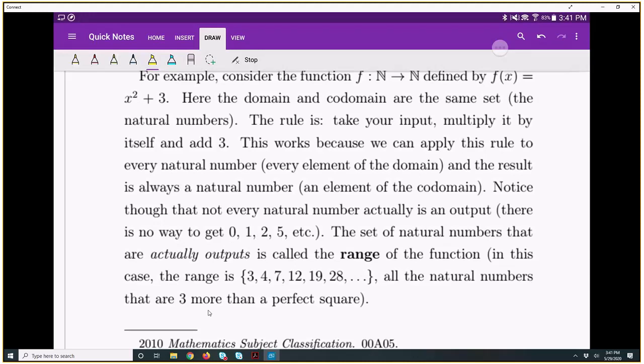The set of natural numbers that are actually outputs are called the range. So in this case, the range is going to be 3. If I plug in x equals 0, because we include 0 in the set of natural numbers, I get 3. If I plug in x equals 1, I get 4. If I plug in x equals 2, I get 7, and so on. So the range is all of the natural numbers that are 3 more than a perfect square.